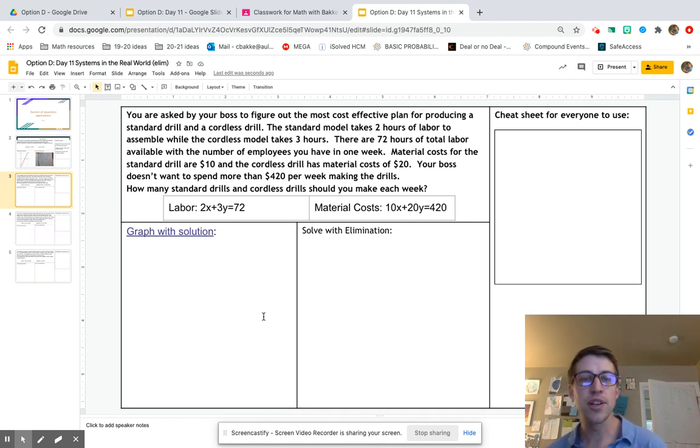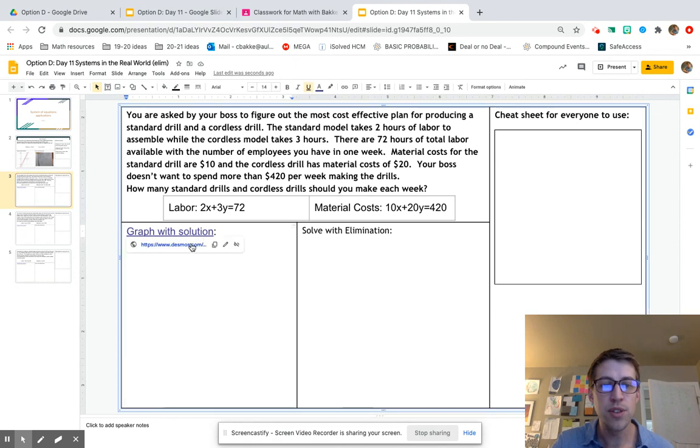You're asked by your boss to figure out the most cost-effective plan for producing a standard drill and a cordless drill. The standard model takes 2 hours of labor to assemble, while the cordless model takes 3. There are 72 hours of total labor available with the number of employees you have in 1 week, and material costs for the standard drill are $10, and the cordless drill has material costs of $20. Your boss does not want to spend more than $420 per week making those drills, so we want to figure out how many standard drills and cordless drills they should make to use all 72 hours of labor and all $420 of costs.